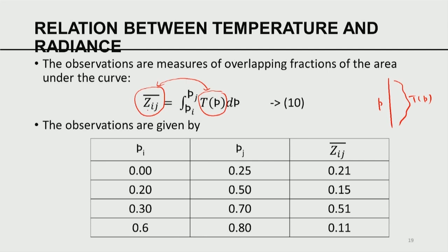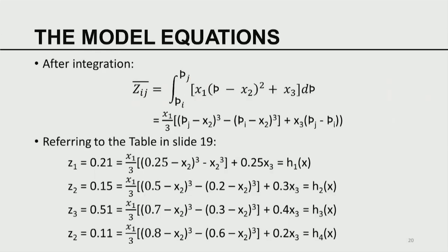The pressure levels I am going to assume are 0 to 2.5, 2 to 5, 0.3 to 0.7, 0.6 to 0.8. That is the pressure level from which observations are going to be coming. They are overlapping regions. So this is another simple formulation of the problem. I am going to now relate my unknown to the known. I am going to derive my model. This is the unknown, this is the known.